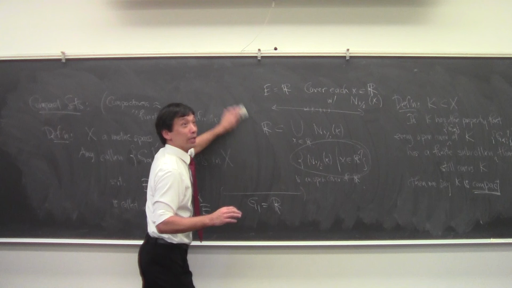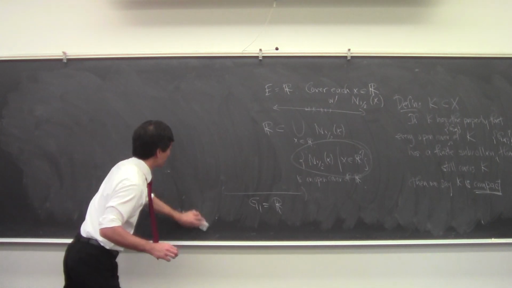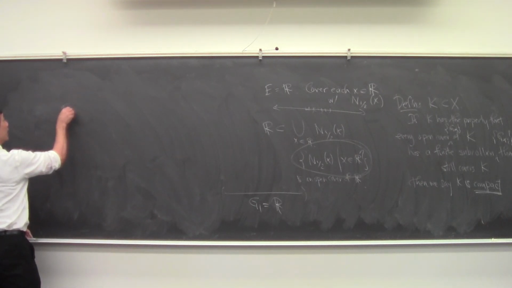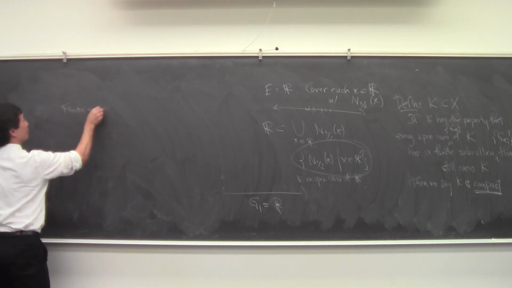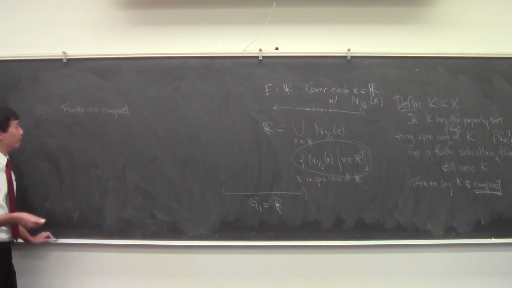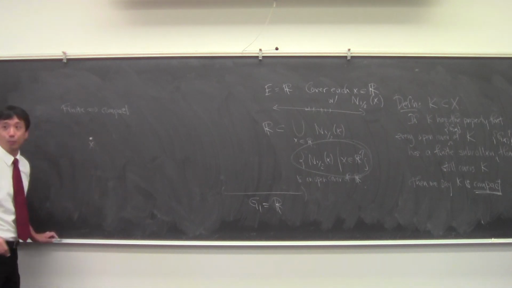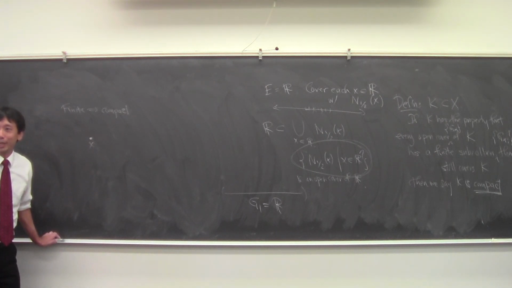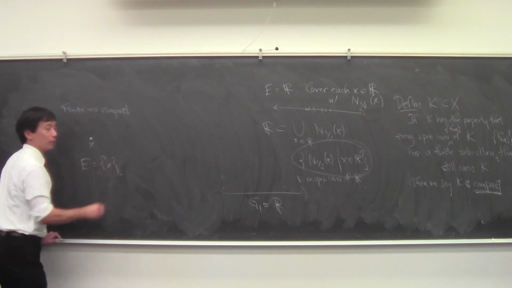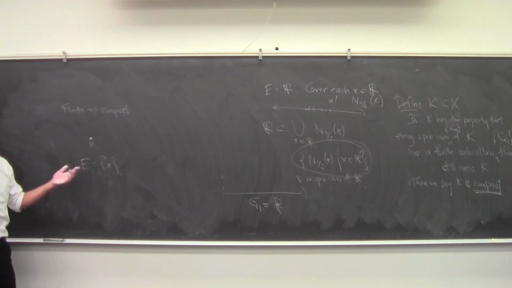Let me just give, I'm sorry to hold you over, but let me just give one example. Finite implies compact. If you're finite, then you're going to be compact. So suppose your set E consists of a single point. Then give me a cover of it.